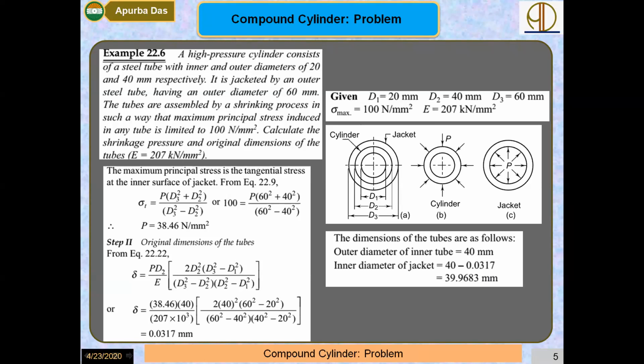It will be assembled again by the previous process: the jacket will be heated and expanded, and the cylinder will be fitted over there. So you can see that the inner diameter of the jacket is lower than the outer diameter of the cylinder. Okay, so that's the fundamental of this problem.